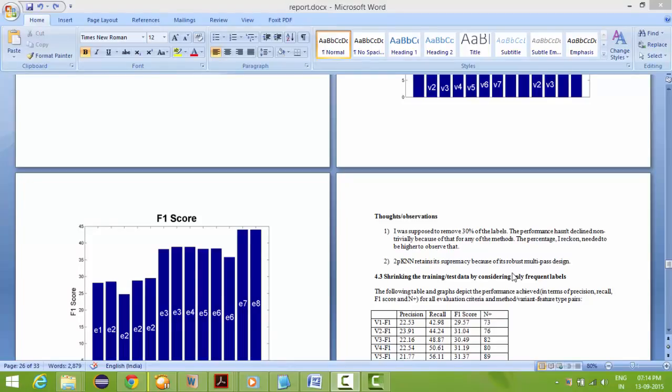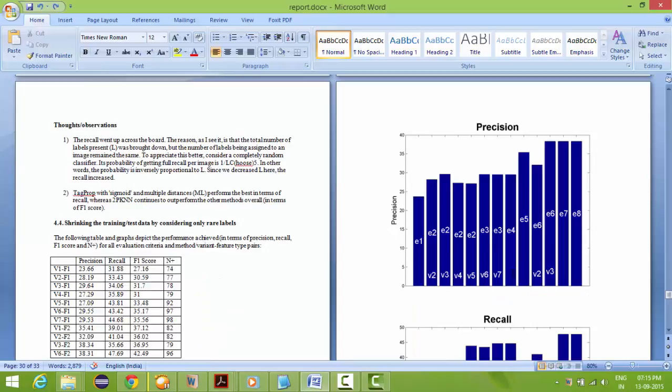In 4.3, we had to shrink the training and testing data by considering only frequent labels. Here are some observations and thoughts on the results. The recall went up across the board. The way I see it, the reason is that the total number of labels was brought down, but the number of labels being assigned to an image remained the same, 5.